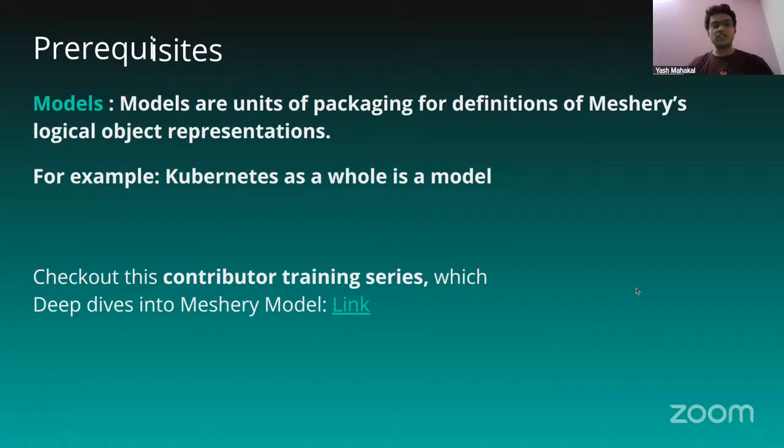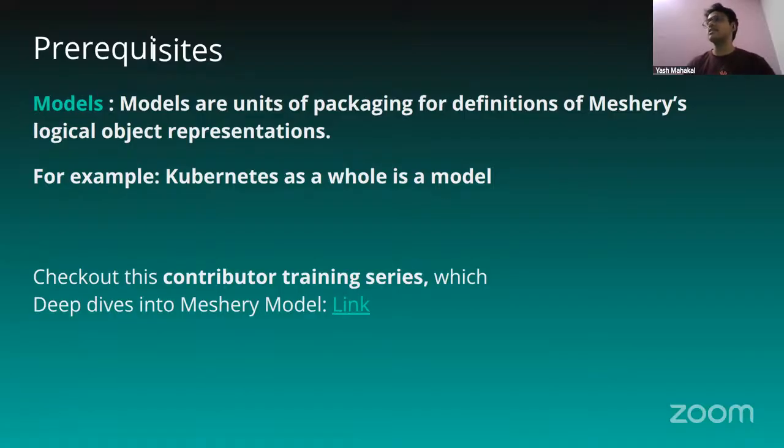Talking about Meshery models, models are the units of packaging. You can assume it as a large container which holds further components in it. Models are the outer carton acting as a unit of packaging for definitions of Meshery's logical object representations. We treat components, relationships, and entities used in Meshery as logical objects, and we represent them in models. For example, Kubernetes is a model in Meshery.